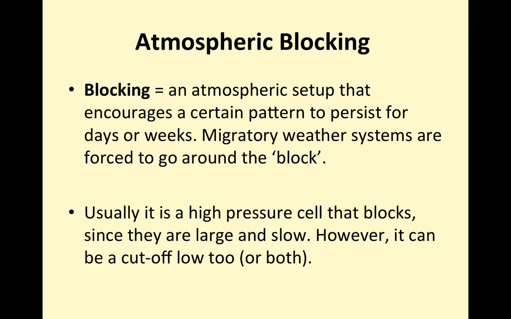Atmospheric blocking is an atmospheric setup that encourages a certain pattern to persist for days or weeks. Migratory weather systems are forced to go around the blockage. So usually it's a high pressure cell that blocks or tends to block or force the jet stream into a certain alignment, since these high pressure cells are really large and slow moving. However, it can be a cutoff low too, or other times it can be a combination of a cutoff low and a high pressure cell.